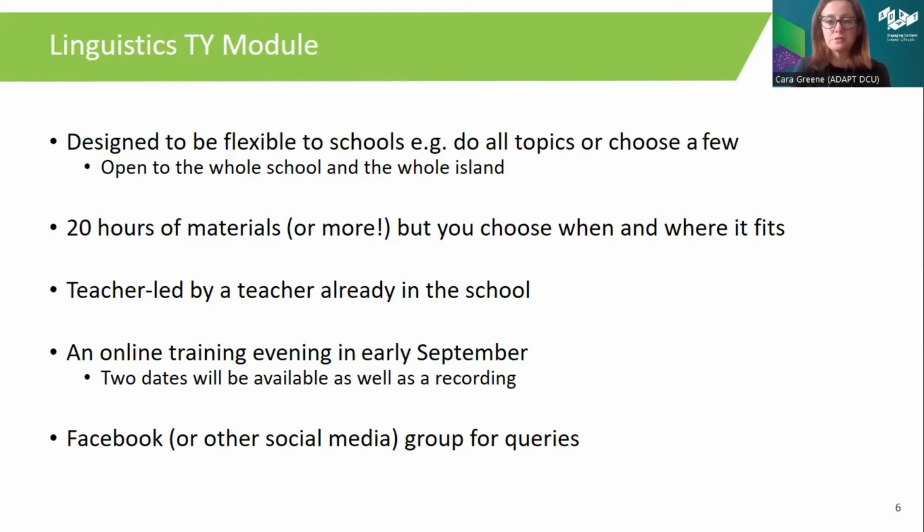And I know a lot of schools in the north will be using these materials. There are about 20 hours of materials, or probably more, but you can choose what to use and when, once you have a look and see where it fits in your curriculum.